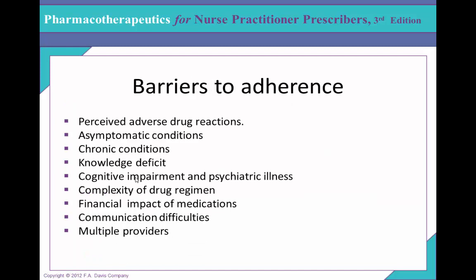So, if they perceive that there is an adverse reaction, if there are asymptomatic conditions, including chronic conditions in their early stage, or a knowledge deficit, just teach the patient about the disease process and the possible side effects. That would improve compliance. Cognitive impairment and psychiatric illness, as I said, try to collaborate with a caregiver or guardian.